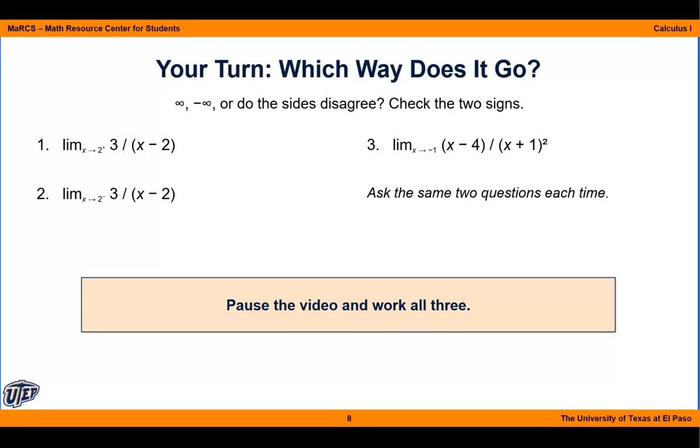Now it's your turn. For each limit, decide whether the result is positive infinity, negative infinity, or whether the two sides disagree. For problems 1 and 2, you are analyzing the same function, however, from opposite sides of 2. Pay close attention to the sign of the denominator on each side. For problem 3, both sides are included. Determine the sign of the numerator near -1, and then consider what the squared denominator does. Pause the video now and work all 3 problems. Then continue when you are ready to check your answers.